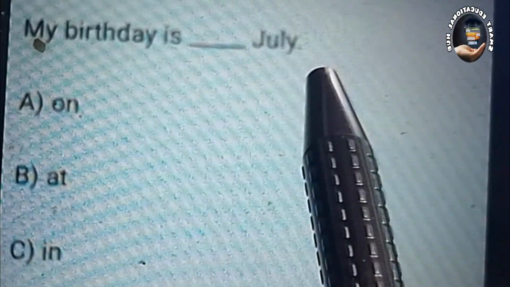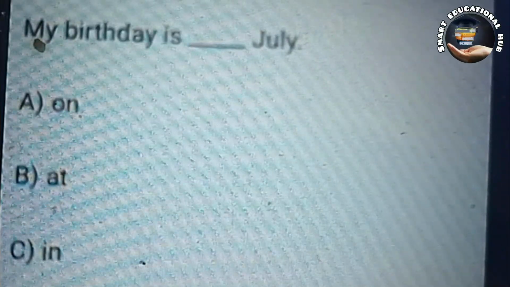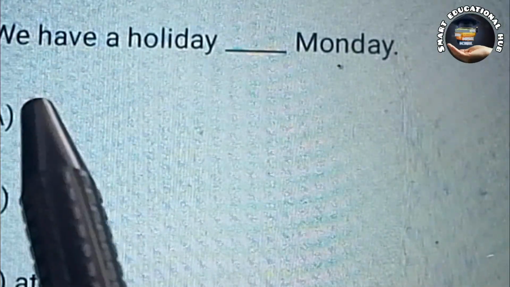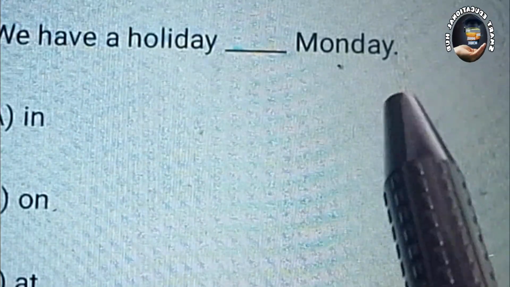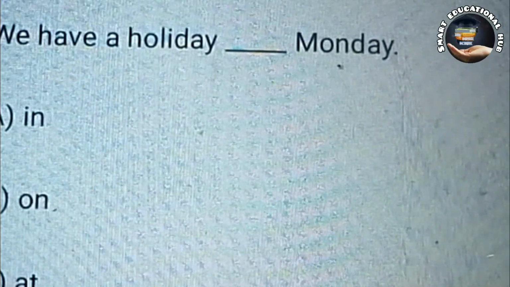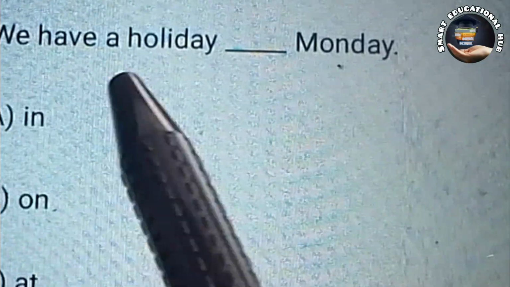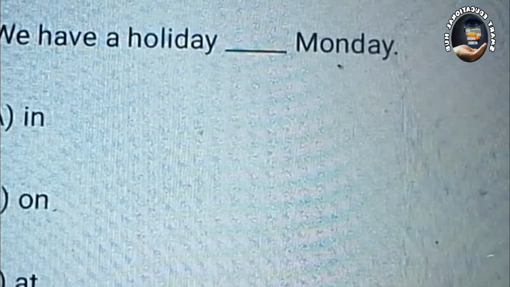Here are some examples for solving this preposition of time. For example, my birthday is dash July. On, at, or in? What will be the answer? In July, right? Now question number 2. The meeting starts dash 9 a.m. In, on, or at? The answer will be at 9 a.m., right? Question number 3. We have a holiday dash Monday. In, on, or at? What will we use before Monday? On Monday, right? Yes, the correct answer is on Monday.